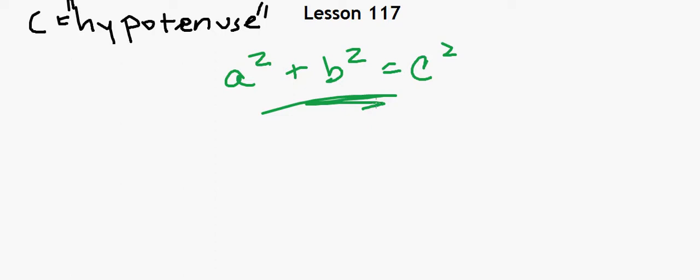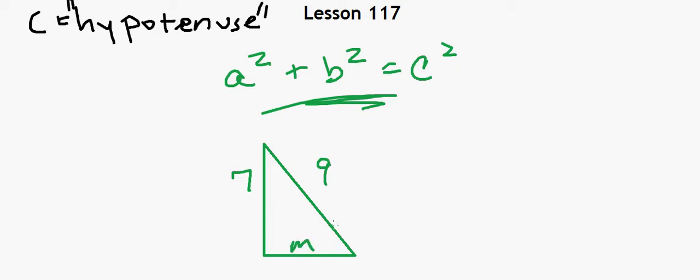It says find M. And it's got a triangle like this. It's got a triangle like that. And it says that this is 7. This is 9. Okay? If that's true, we're missing what? Side M, it says. Let's put the M here, make sure it doesn't get cut off.